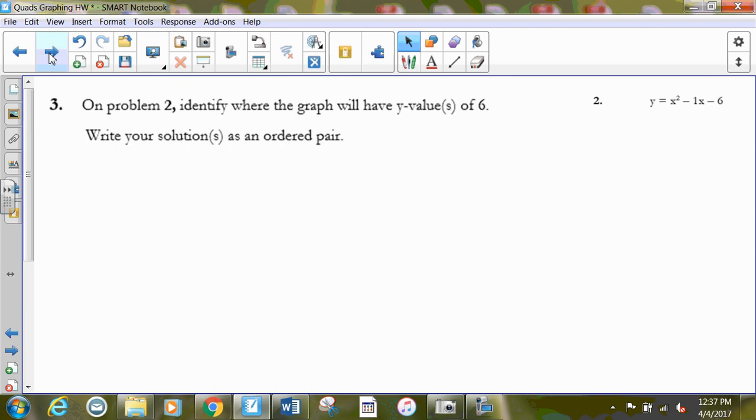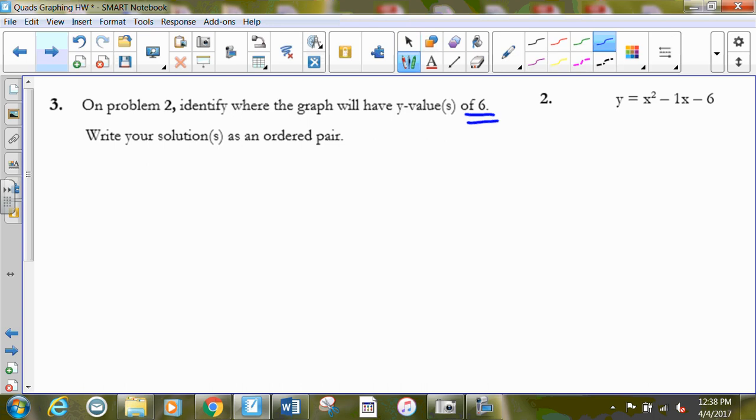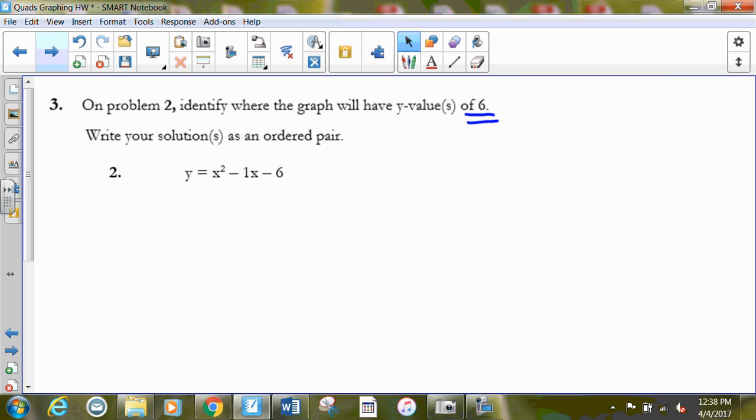Then number 3 says, on problem number 2, so I went and I copied problem number 2 so we don't have to keep switching back and forth. So it says, on problem number 2, identify where the graph will have y values of 6. Write your solution as an ordered pair. Okay, so let's make this a little bit bigger. In fact, let's just bring it down here.